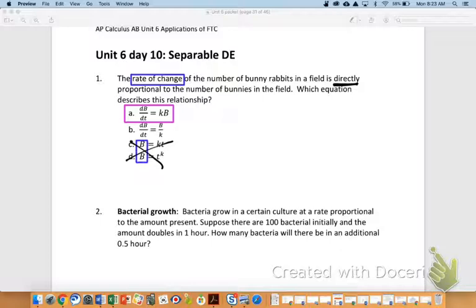dB/dt equals KB is a directly proportional situation. What we're describing here is something you've probably heard people say all the time. This is referring to something called exponential growth or exponential decay. Some people joke that bunnies multiply exponentially. Does anybody know the gestation period of a bunny, the time from conception to birth? You know how long it is? One summer.